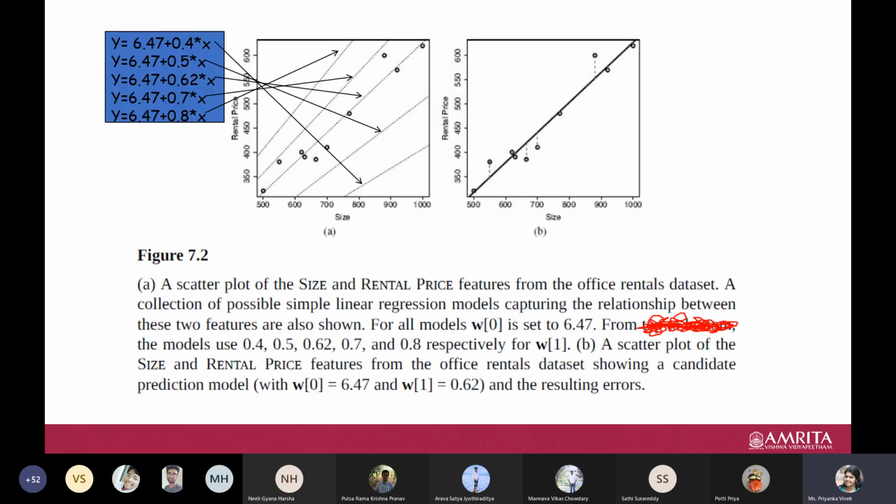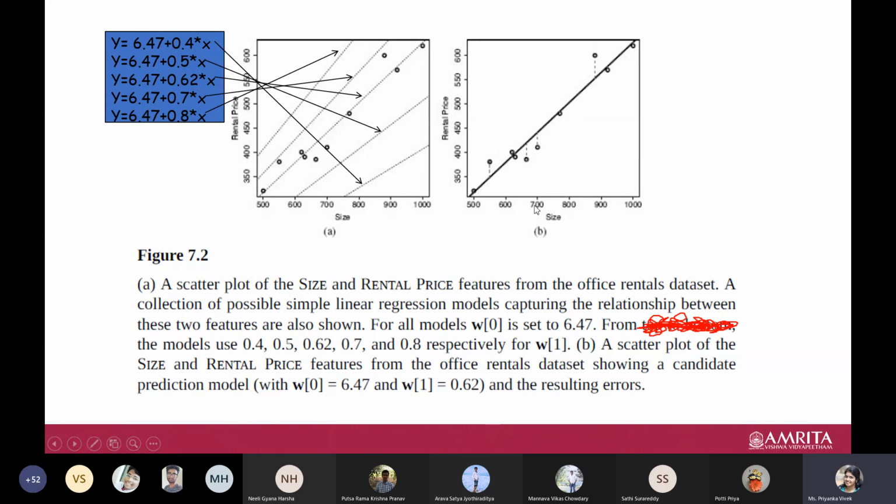This also we talked about. There are different models here, out of which we understand that the model y equals 6.47 plus 0.62 times x is more correct, because it is covering most of the data points. So the sum of squared errors would be less. That would be the best fitting model, and on the right-hand side they have drawn that model alone, where we can see the error, the distance, is minimal. Most of the points are very close to the expected point.